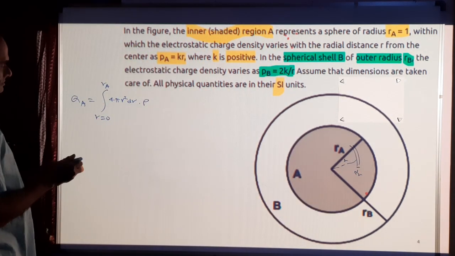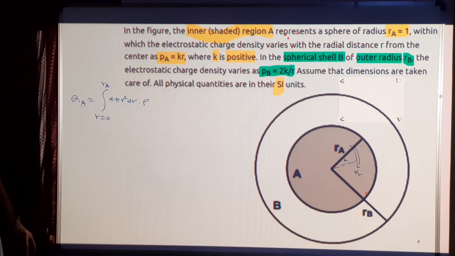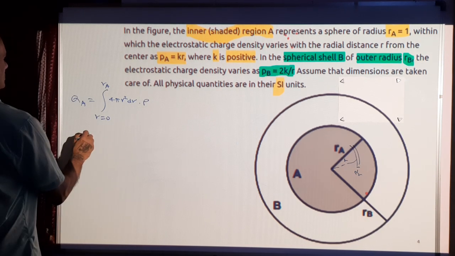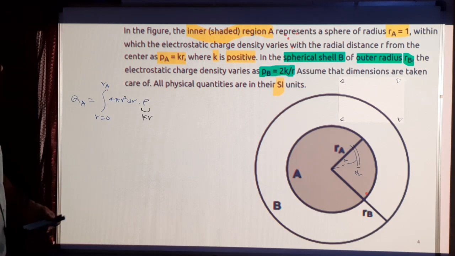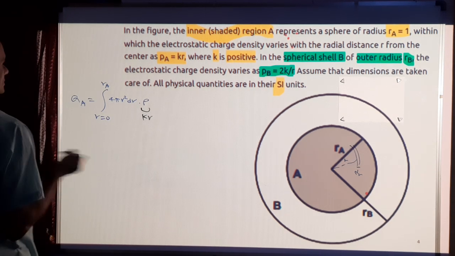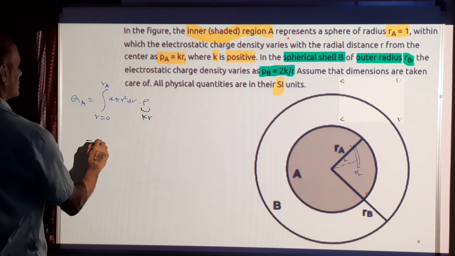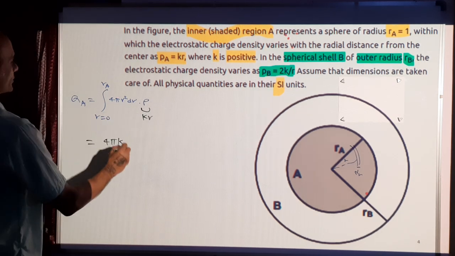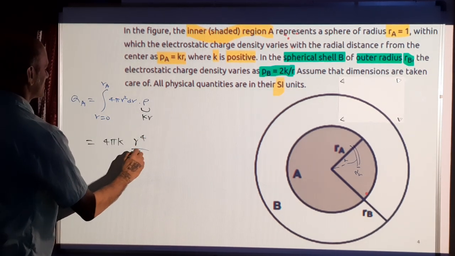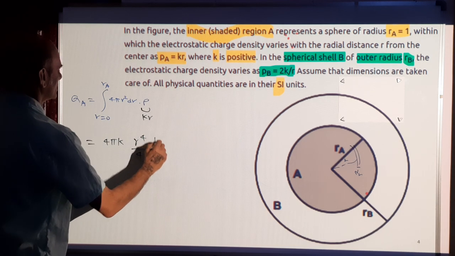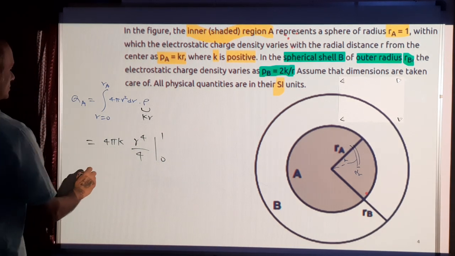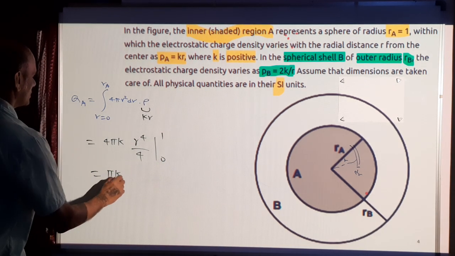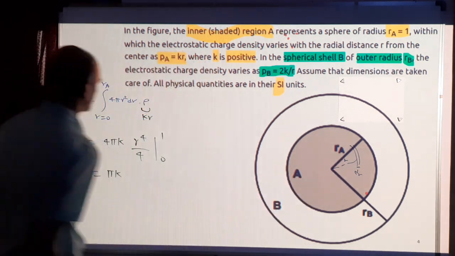This is another way of getting the total charge. Rho is Kr, so 4 pi K constants, and the integration of r cube is r to the power 4 by 4, and the limits are 0 and Ra, which is 1. So this is pi K. So the total charge in this inner sphere is pi K.